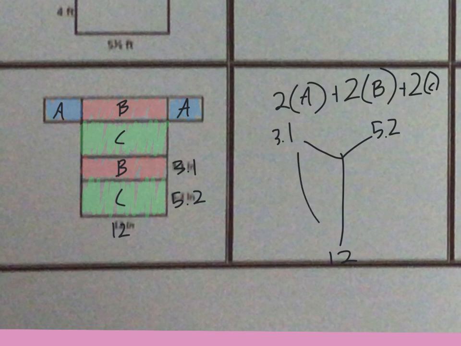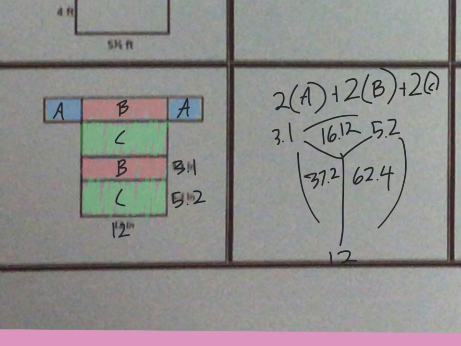And your calculator will come in handy here. So I'm going to use mine, and I'm going to go 3.1 times 12. And I get 37.2, or 37 and 2/10. Now I'm going to go 3.1 times 5.2. And that gives me 16 and 12/100ths. And now I'm going to go 5.2 times 12. And I get 62 and 4/10.